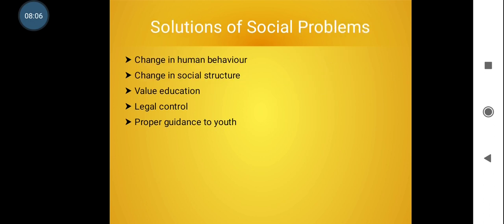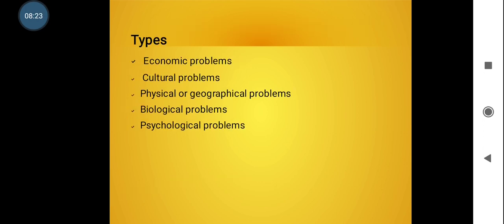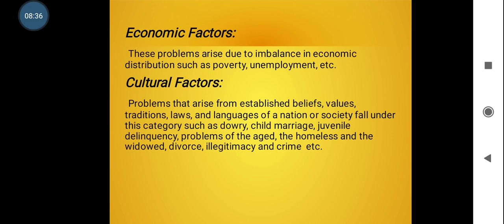So, what are the solutions of social problems? As human beings, we need certain kinds of changes. One is change in human behavior, change in social structure, value education, legal control, and proper guidance to youth. Then, what types of problems are there in the society? Economic problems, cultural problems, physical or geographical problems, biological problems, and psychological problems.